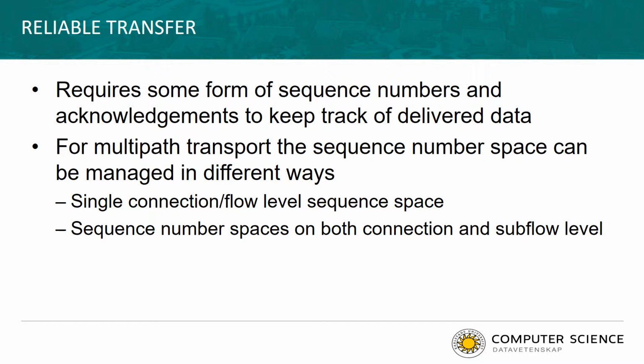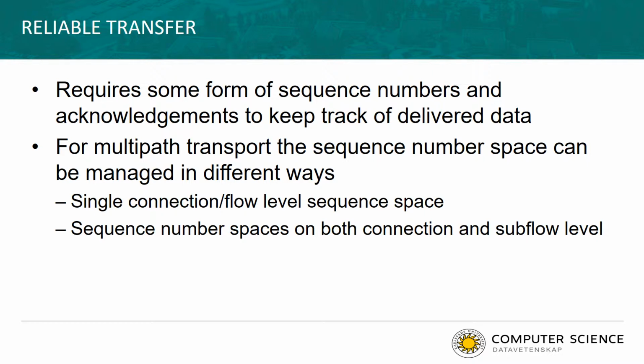And if we now do this in a multipath context, then there are a few different ways we can manage this sequence number space. So we may, for instance, have a sequence number space only on the connection level, one single sequence number space that is used across subflows. The other alternative is to have a sequence number space both at the connection level and at the subflow level. So each subflow has its own sequence number space, and then we connect it to a sequence number space on the connection level. And the choice here has different implications.